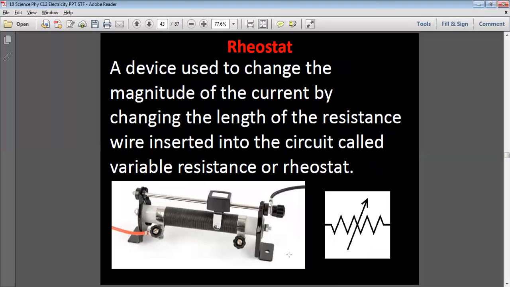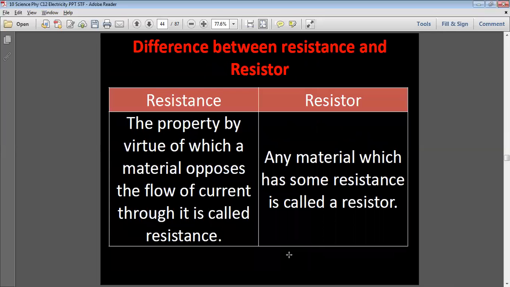Rheostat. It is a device to change the magnitude of the current by changing the length of the resistance wire inserted into the circuit, called variable resistance or rheostat. Means if you change the magnitude of the current by changing the length of the resistance, if you insert the rheostat, the variable resistance is to be calculated.